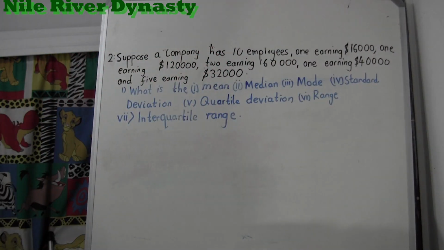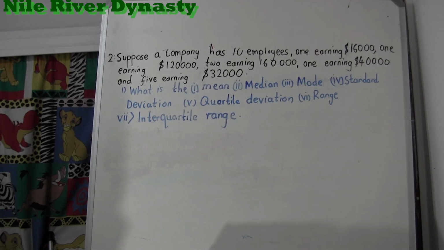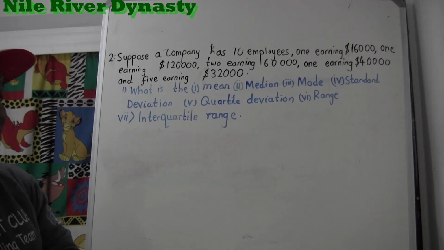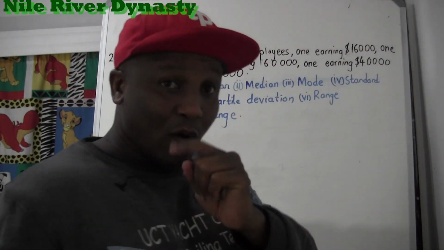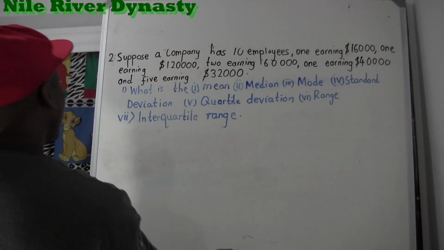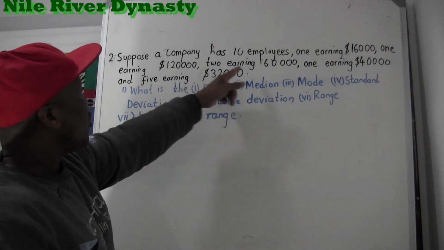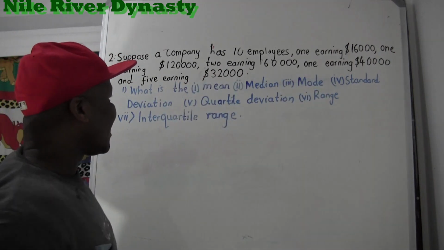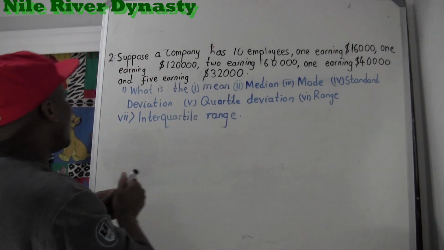So next question, they say, suppose a company has 10 employees. So they employ 10 people, right? We see one earning $1,600, another one also earning that, two earning this amount, one earning that amount, and five earning this. So what do they want? Find the mean. Easy. We know how to get the mean.